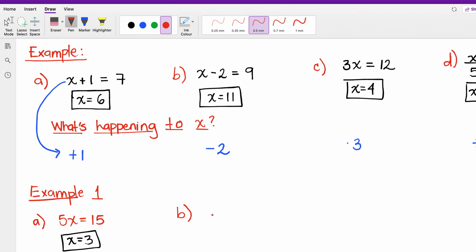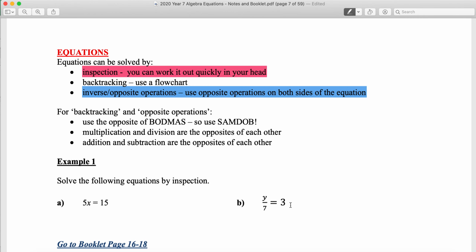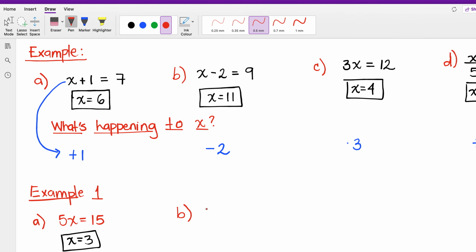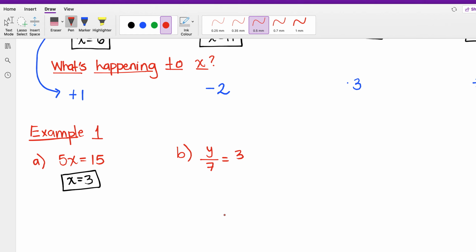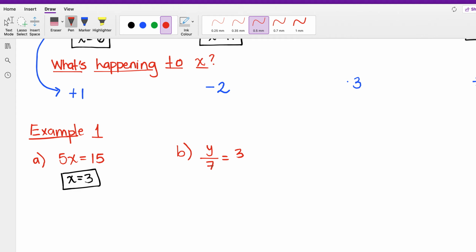Now you try to do B on your own. Here it is. And then you watch my video. So it says y divided by 7 is equal to 3. So the question is, I have a number that when I divide it by 7 is equal to 3. What is that number? So y is going to be equal to 21.